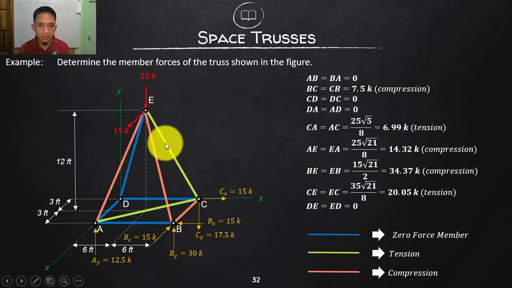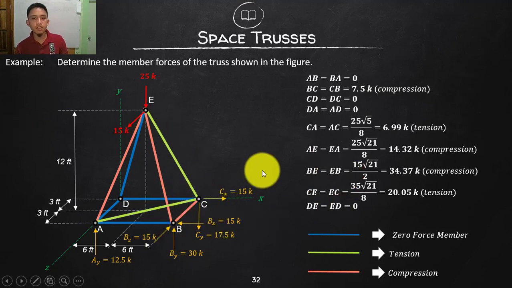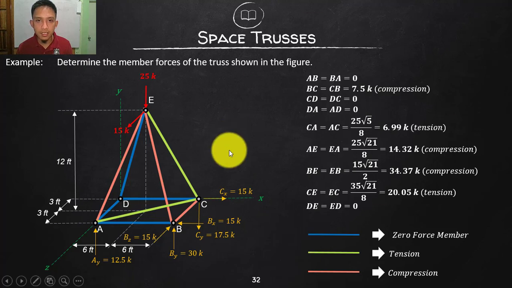But this one, isn't it? Why is that in tension? Because it is being pulled by that. This is being compressed, and due to that one, all the effect of 25 is transferred to these 2 legs here. And why is this compressed? Because this is being pulled, so this will be shortened. So that is visualizing your result of the member forces. That's it. That is the analysis of space trusses.